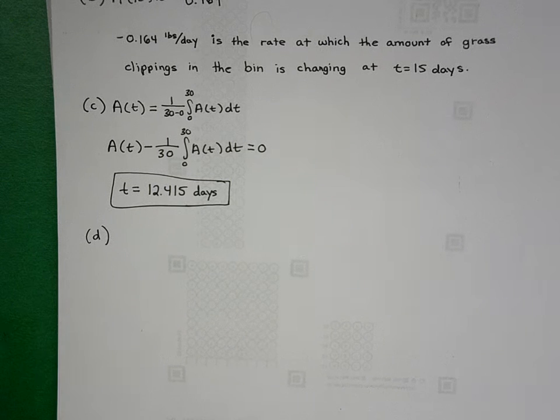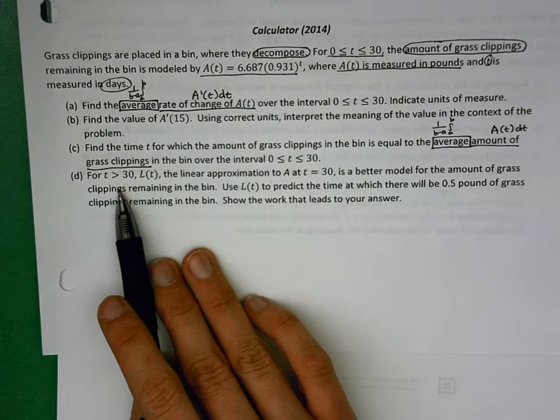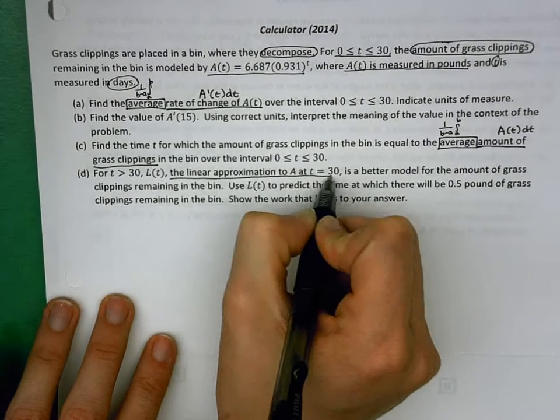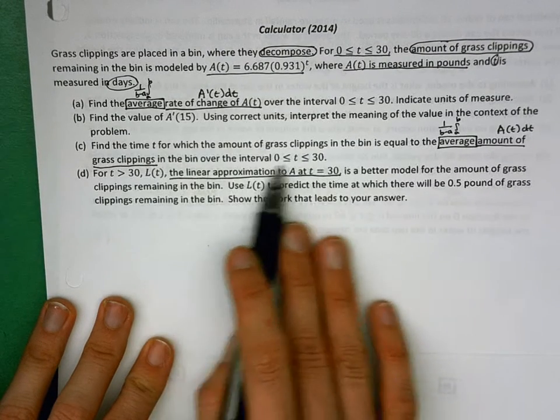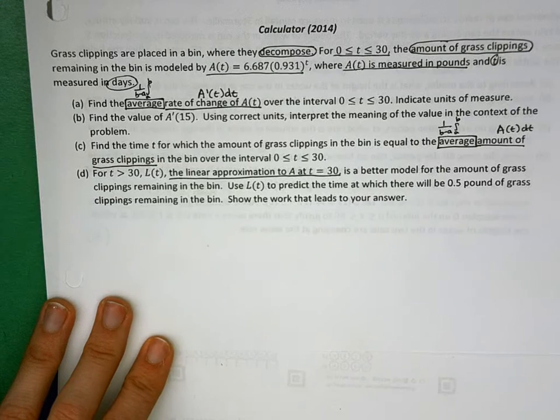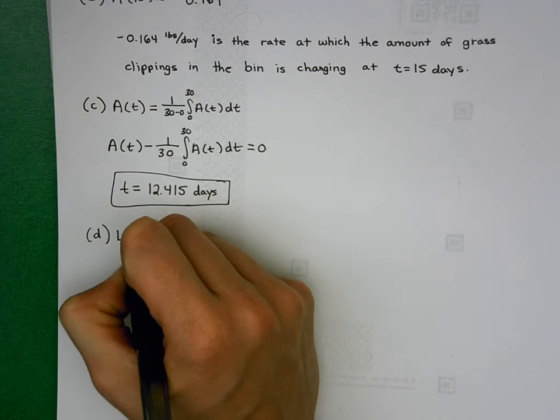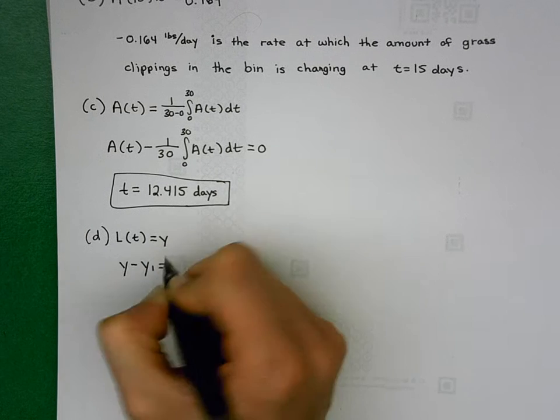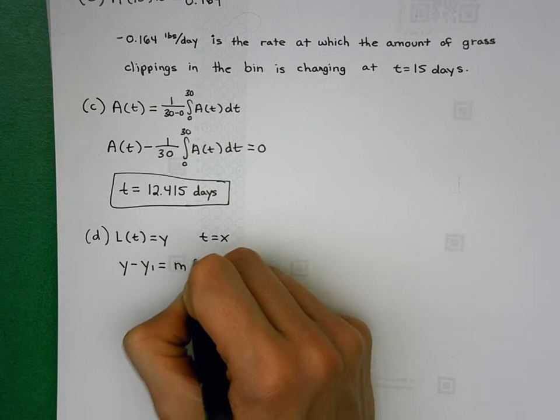Okay, last but not least, we have part D. Part D reads, for t greater than 30, L of t, the linear approximation to A at t equals 30. So what is this asking us? This is asking us for our tangent line equation at t equals 30. Okay. L of t then would be our y. So we'd have our y minus our y1 equals m times x minus x1, where in our tangent line equation t would be our x.